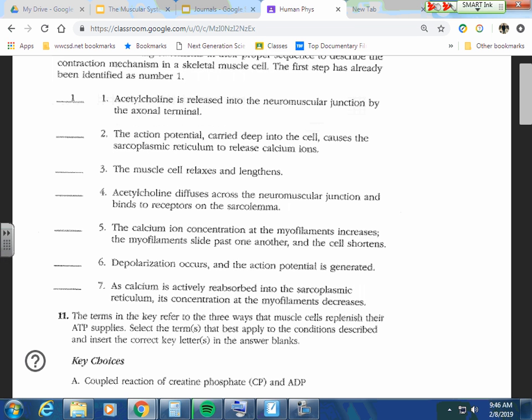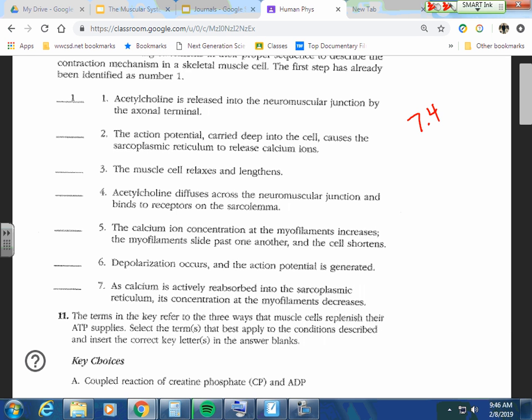Okay, so this is 7-4, our learning target about key steps of muscle contraction. But I'm going to be giving you different steps, worded differently, more of the terminology that we used in class and talked about in the notes. There's no mention of sodium ions here, for example.